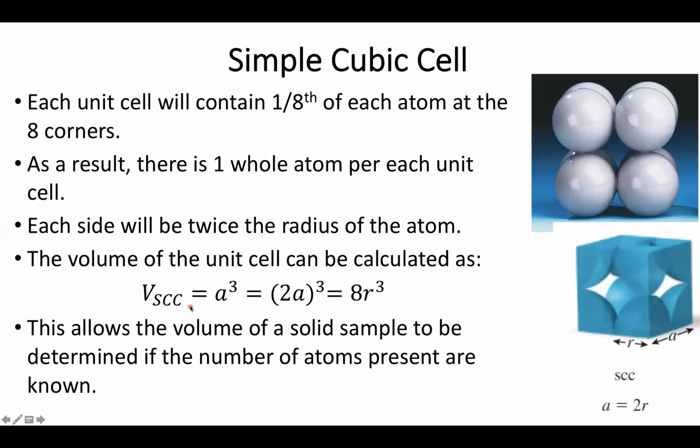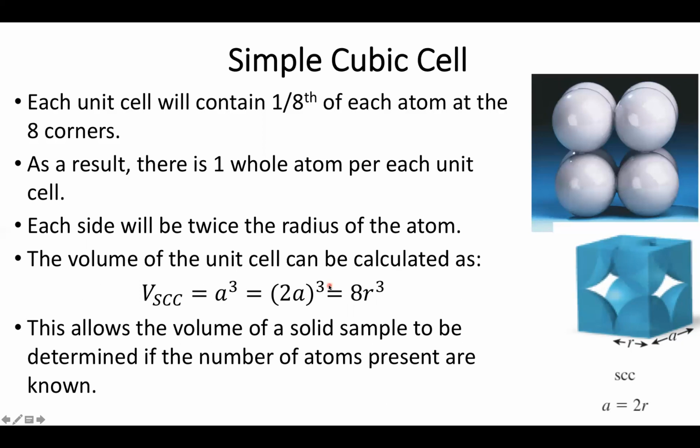And then if I know how many atoms are present, so for example, you could use the mass to determine the moles to determine the number of molecules, or atoms in this case, then the number of atoms times the volume per atom gives the total volume of the sample. So you can actually determine a lot of cool properties using this simple relationship.